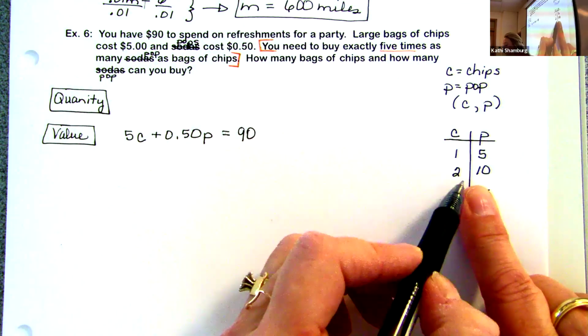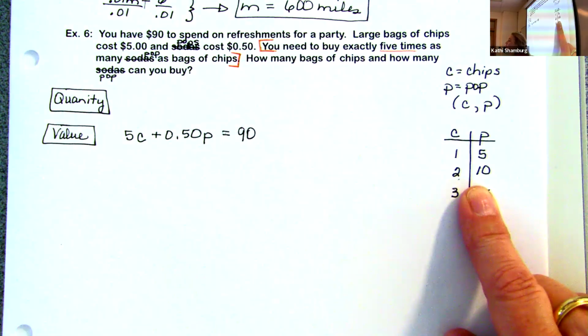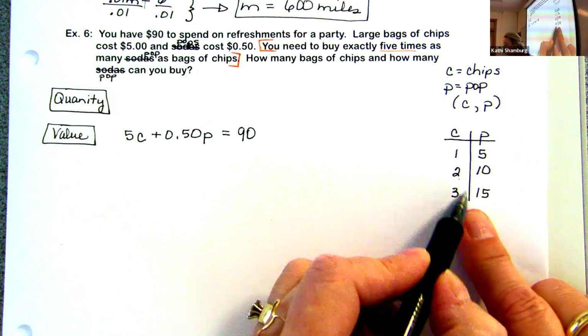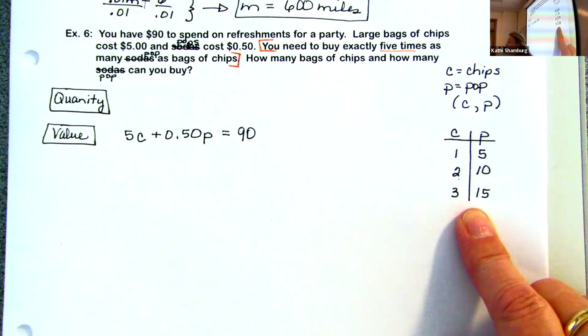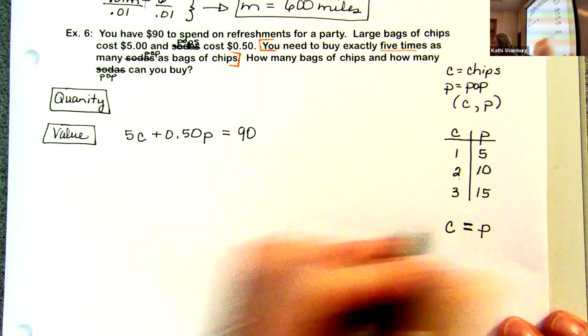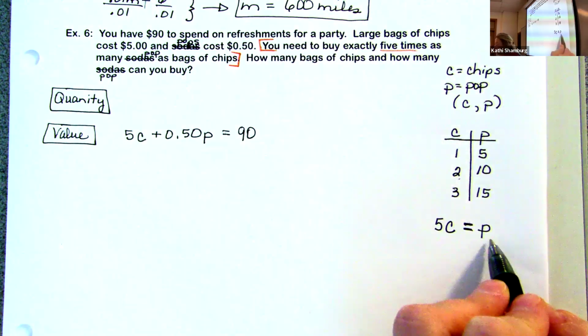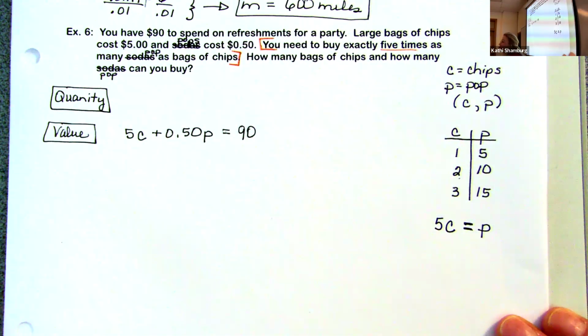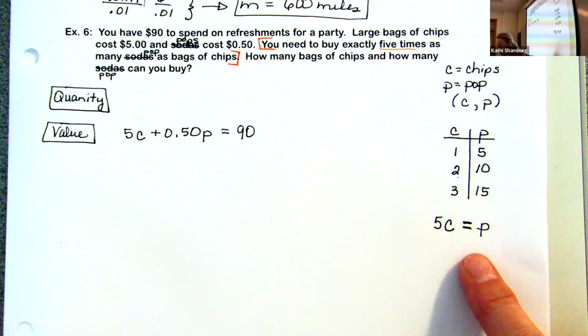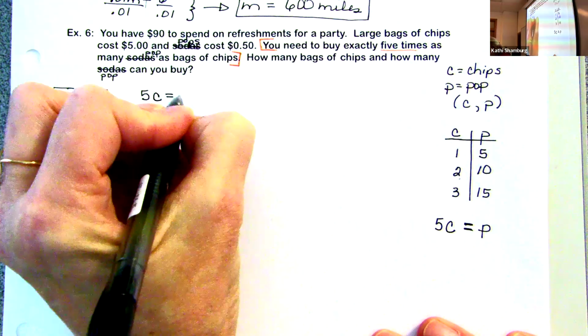All right. Here, if I needed this 2 to be 10, what would I do? Multiply by 5, right? If I needed this 3 to be 15, what would I do? Multiply by 5. So what you're doing is you're taking the number of chips that you have and multiplying it times 5 to get it to equal how many pops you need. So this is your second equation. 5C equals P.